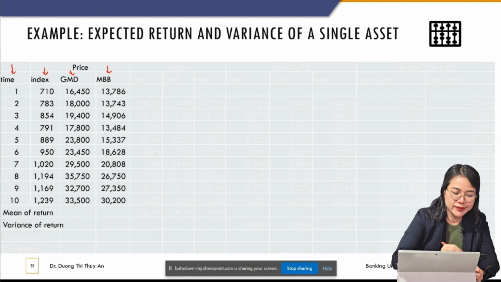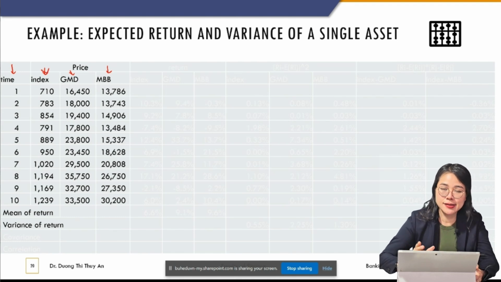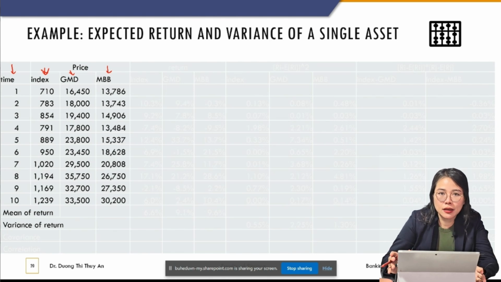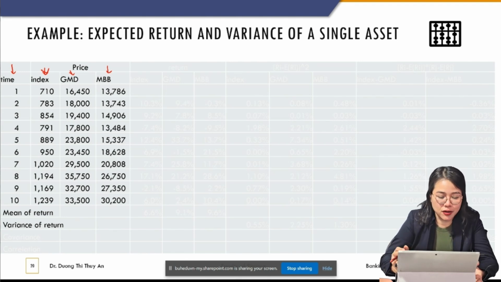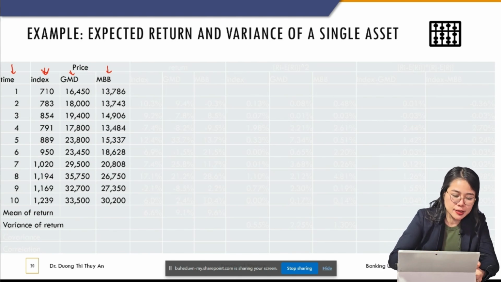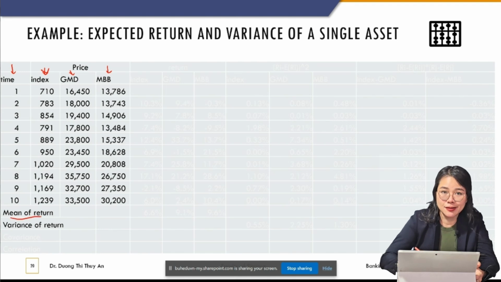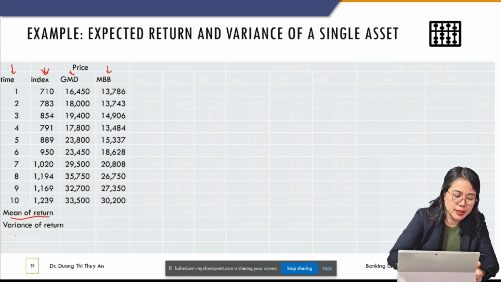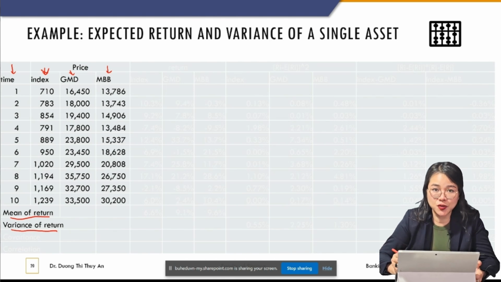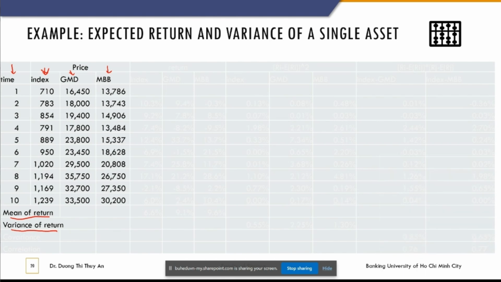And the VN index here I consider like a stock, as long as the price has changed over time. Because the index changes over time like the price of a stock, I consider it like a stock. So basically, we have three assets, and for each asset, please measure the mean return, or the average return, and please measure the variance of the return of each stock. Please do it at home.